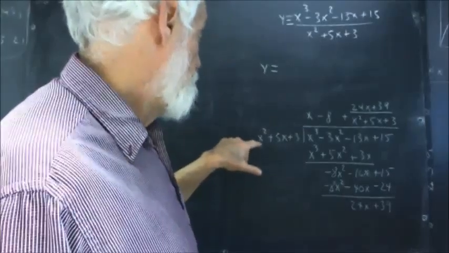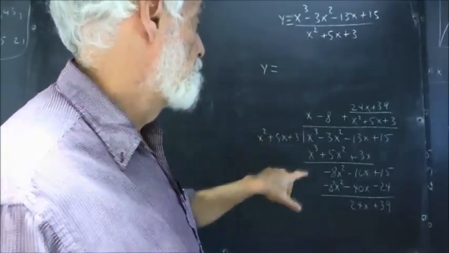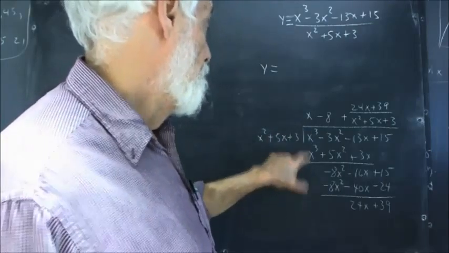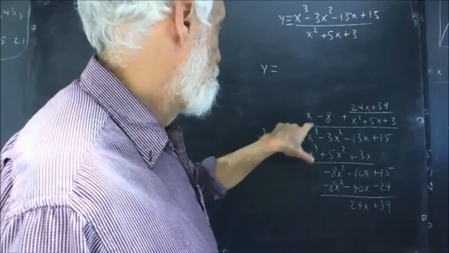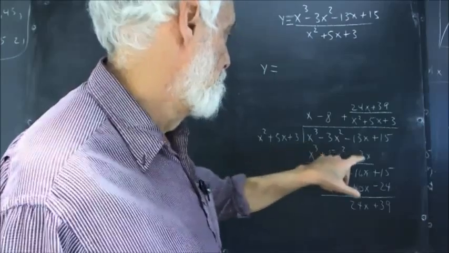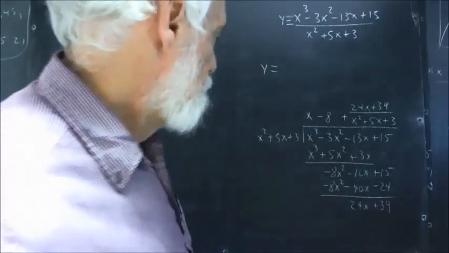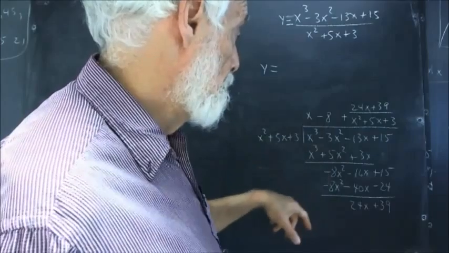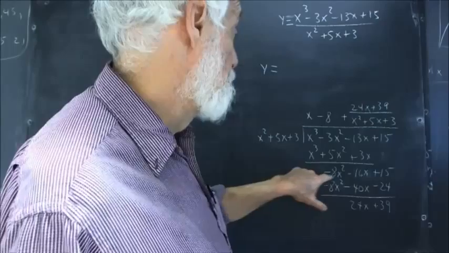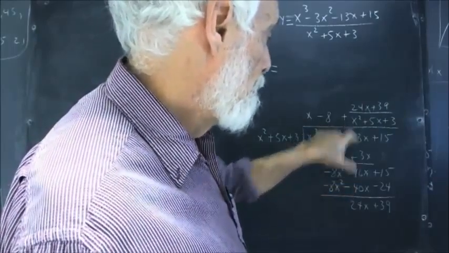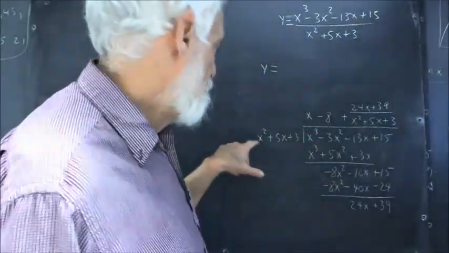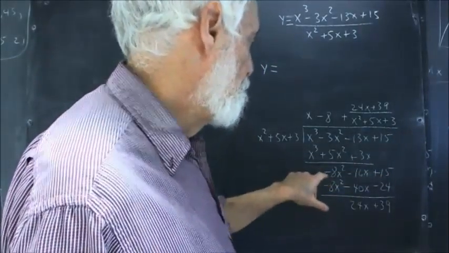Whether you do or not, x squared goes into x cubed x times. x times x squared gives you x cubed, so when you subtract here, you're going to get 0. But of course, you've also got to subtract off x times 5x, which is 5x squared, and x times 3, which is 3x. So subtracting 5x squared from negative 3x squared, that's the same as adding negative 5x squared. So we get negative 8x squared. Subtracting 3x from negative 13x, we get negative 16x. Bring down the 15, and now this goes into this.